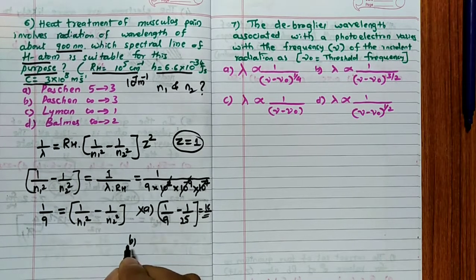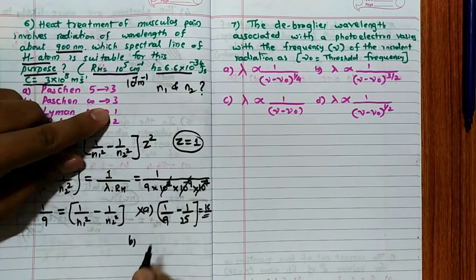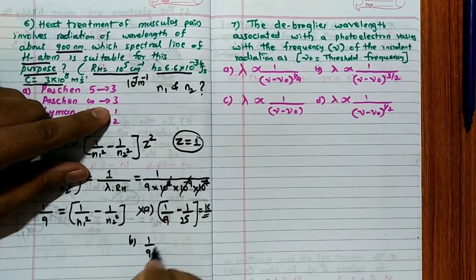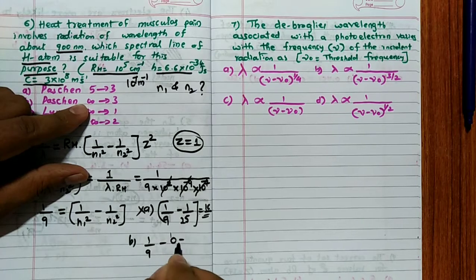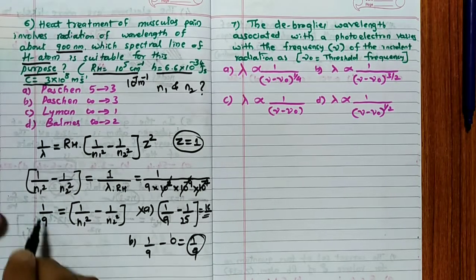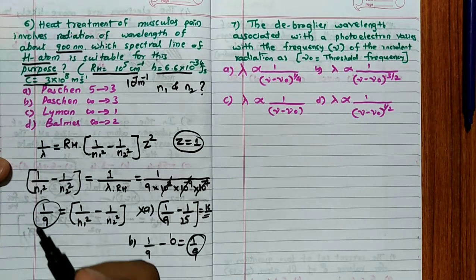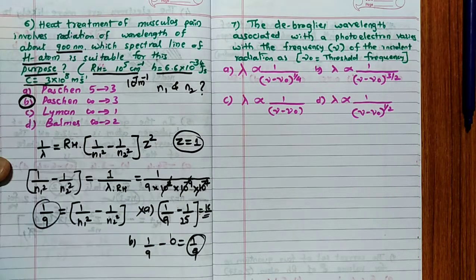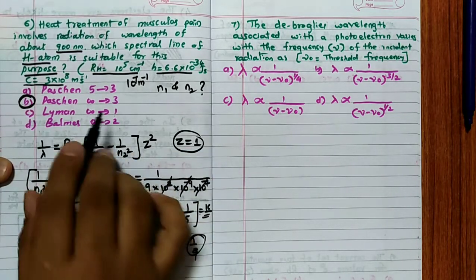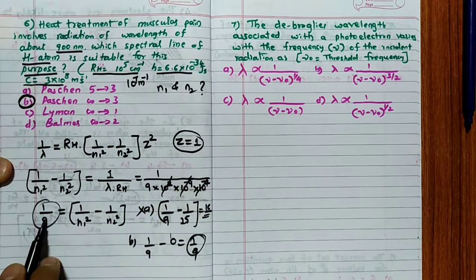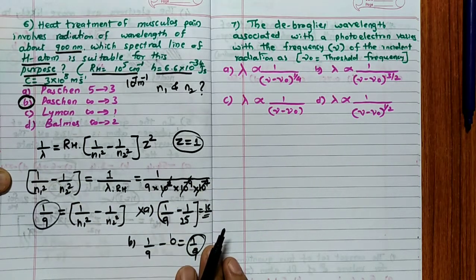See, option B. In option B you can see infinity to 3. So 1 by 3 square means 1 by 9, minus 1 by infinity is 0, which is equal to 1 by 9. So definitely 1 by 9 we want. So the answer is B only. The others would give 1 by 1 or 1 by 4, but 1 by 9 we want. So the answer should be B. See, like this.